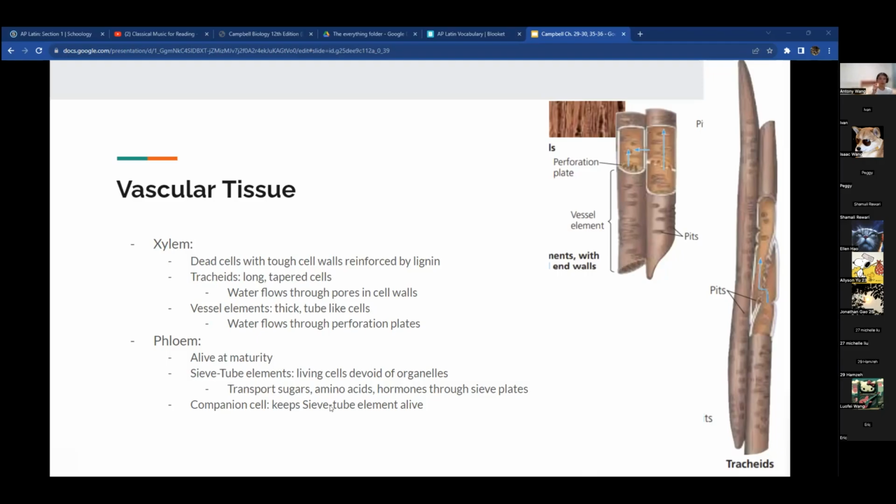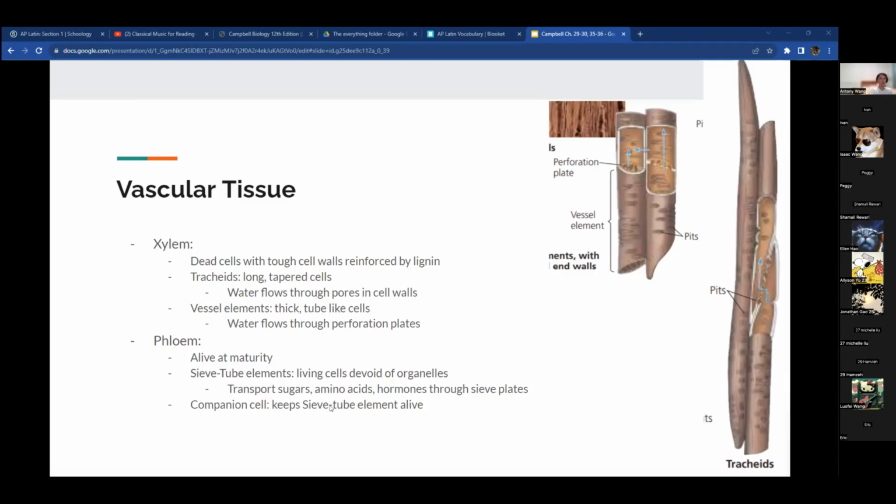They're small cells. Think of the sieve tube elements as the large tubes, and then the companion cell is a relatively small cell on the side that nourishes both itself and the sieve tube element. So these companion cells keep the sieve tube elements alive so that they can continue to transport sugars.